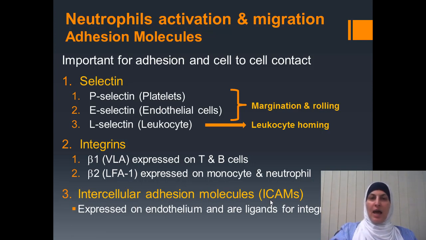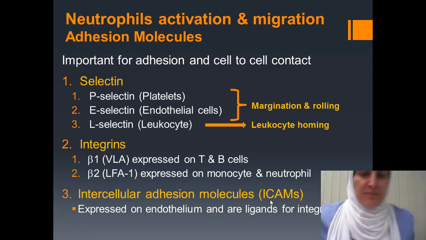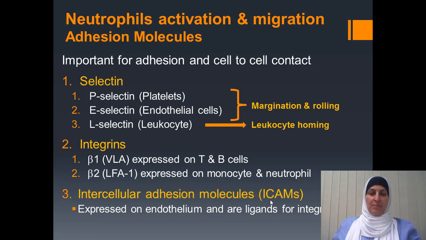communication between the cells. Like when there is a contact between a macrophage and the neutrophil, there is a contact through the adhesion molecules, or between the endothelial cells and the leukocytes. There would be a communication between the ICAM adhesion molecules and integrins. So ICAMs can be presented on the endothelial cells, and they can interact and communicate with the integrins that are expressed on the monocytes or neutrophils or T or B lymphocytes.